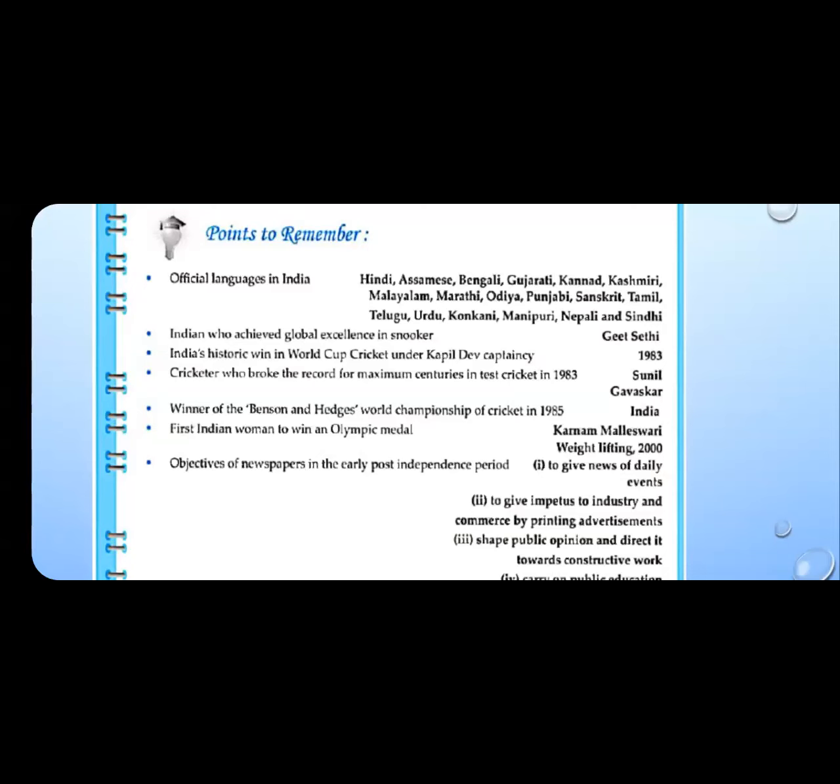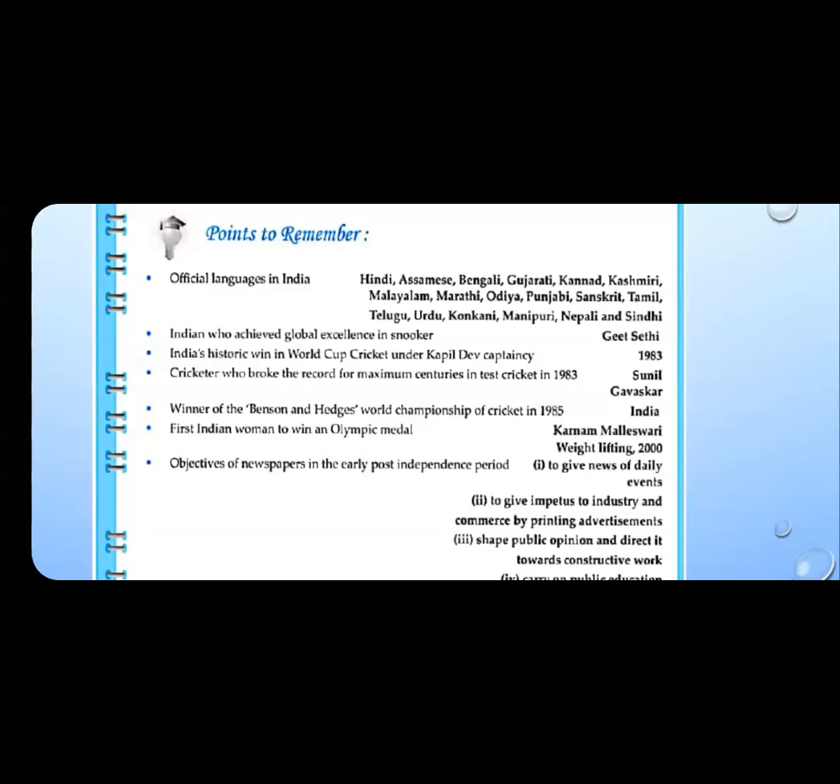Then you might get a question on the Indian who has achieved global excellence in snooker. So you will write the answer as Geet Sethi. Then India's historic win in World Cup cricket under Kapil Dev's captaincy. So what you need to mention is the year for India's historic win in World Cup cricket, wherein Kapil Dev was the captain. It was in the year 1983.